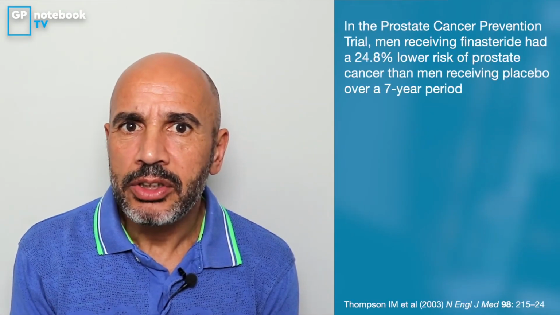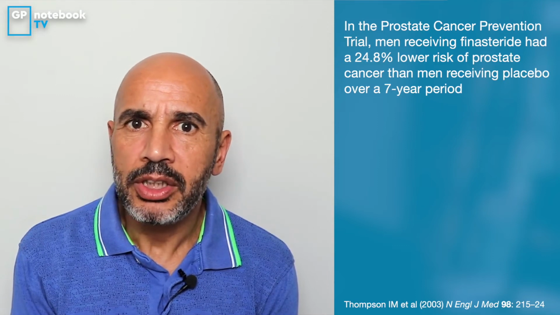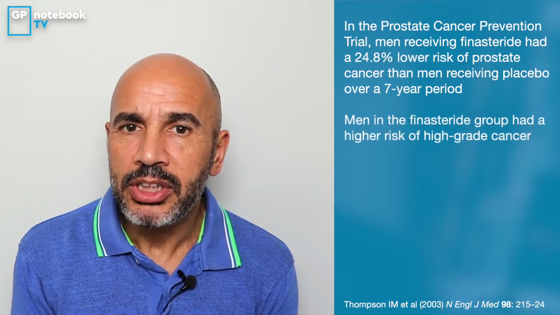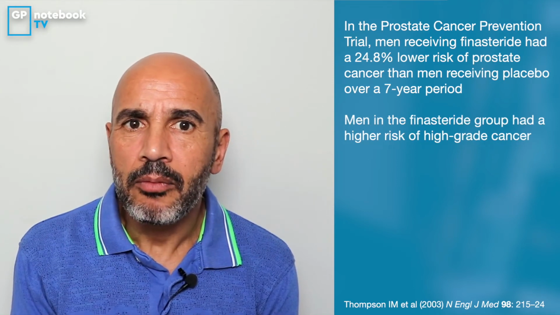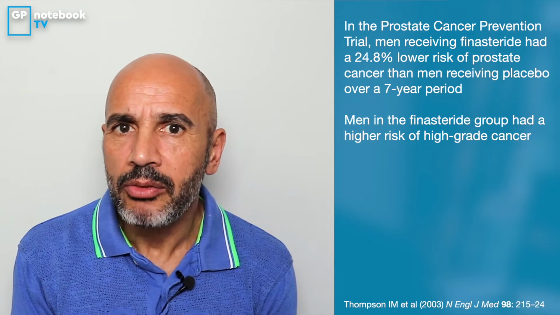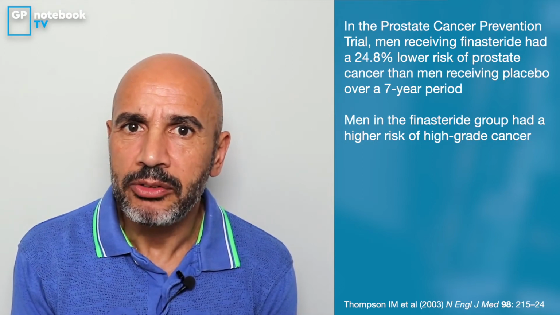I need to tell you a bit more about the 5-alpha reductase inhibitors and PSA and prostate cancer, because the use of a 5-alpha reductase inhibitor causes a 50% or more reduction in PSA. 5-alpha reductase inhibitors have been used in trials to look at whether there is a reduction in risk of prostate cancer, and the prostate cancer prevention trial used finasteride and showed a 24% reduction in prostate cancer. However, there was an increase in the prevalence of higher grade prostate cancer in the finasteride group.